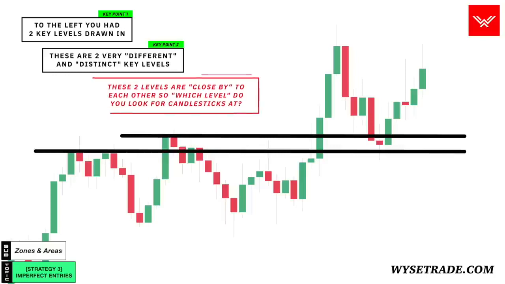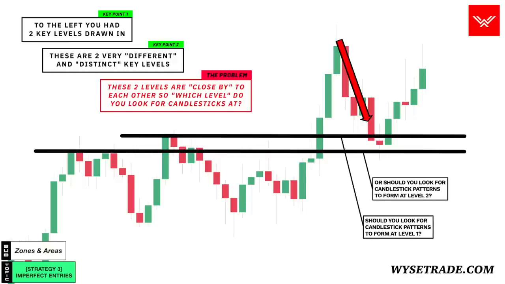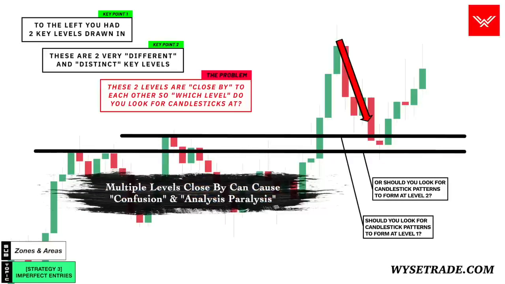And here's the problem. Since these levels are close by to each other, as price is approaching these levels, you are thinking to yourself, should I look for candlestick patterns at this first level, or should I look for candlestick patterns at the second level? Having multiple levels drawn in close by to each other can cause confusion and analysis paralysis.